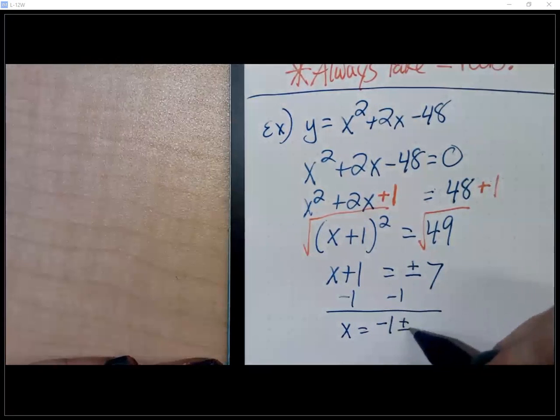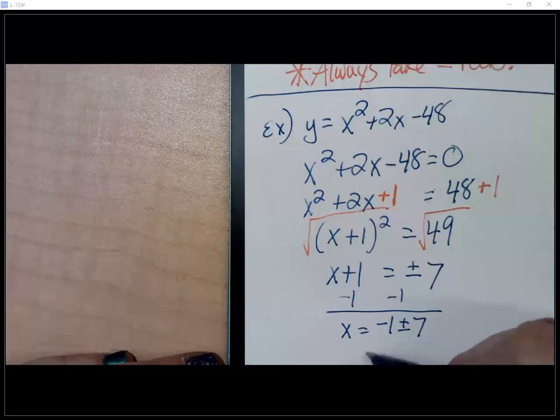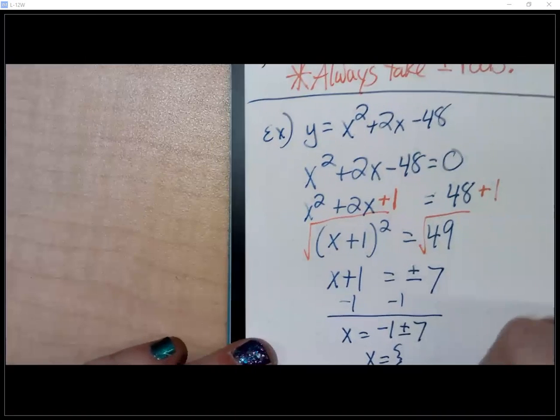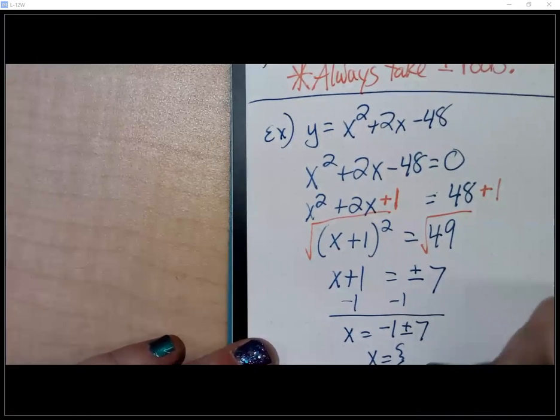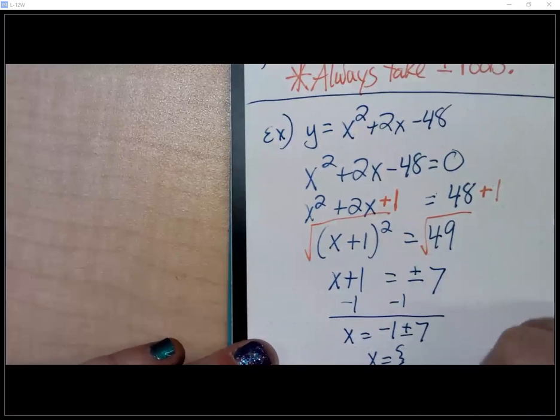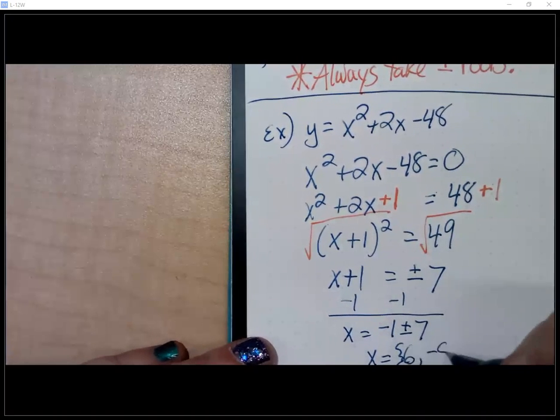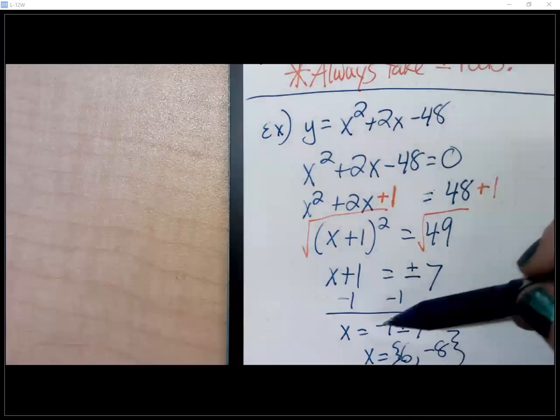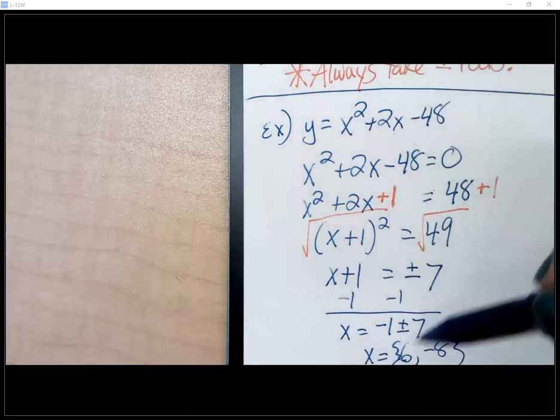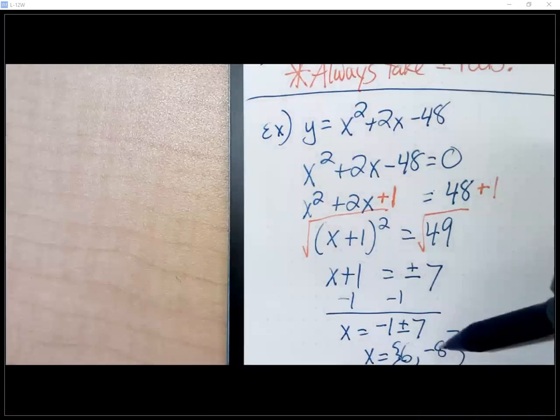So what does that mean my answers actually are? 6 and -8. I agree. Is everybody okay where those are coming from? You're just going along the top. -1 plus 7 gets me 6, and then -1 minus 7 gets me -8. And then there they are.